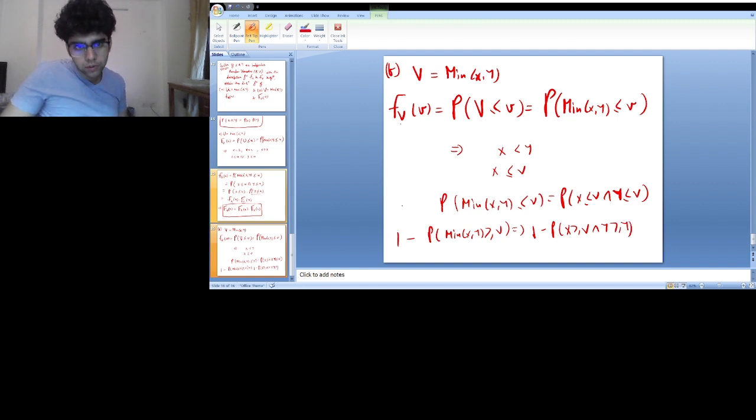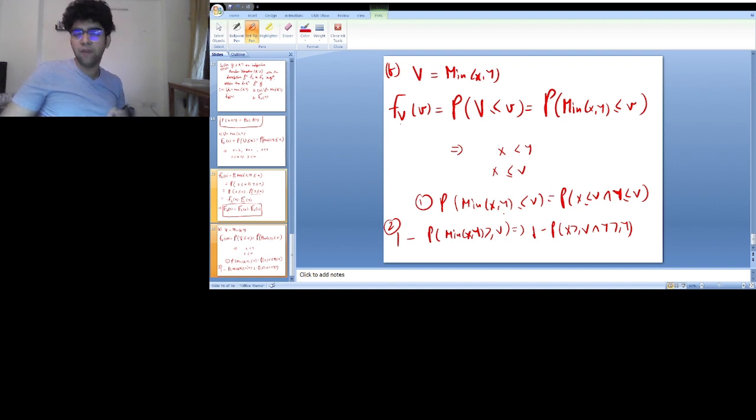Now this is the first statement and this is the second statement. I'll be explaining both of those statements. Which of these two statements do you think makes more sense? If the minimum of X comma Y is less than or equal to v, can we say that X is less than or equal to v and Y is less than or equal to v? We don't know if X is less than v or Y is less than v, right?